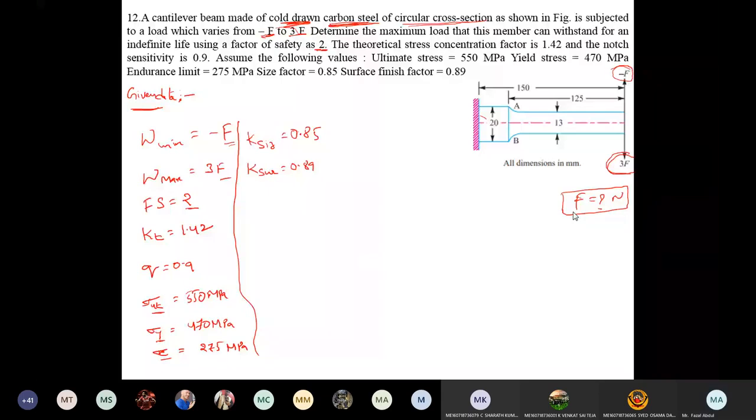Now see here, first I am calculating according to the Goodman relation.